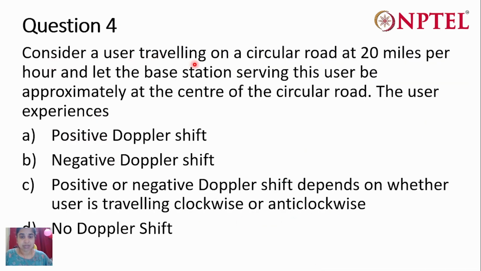Consider a user traveling on a circular road at 20 miles per hour, and let the base station serving this user be approximately at the center of the road. What kind of Doppler shift will the user be experiencing? No Doppler shift because cos theta will be 0. Theta will be 90 degrees. So cos theta will be 0, yes.